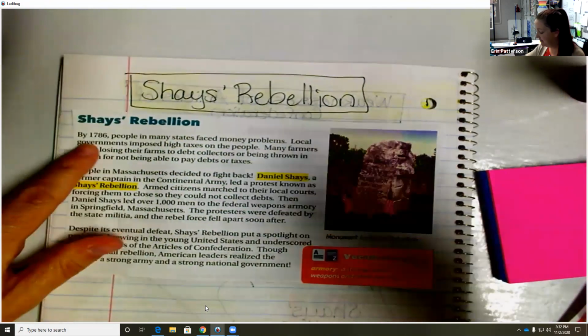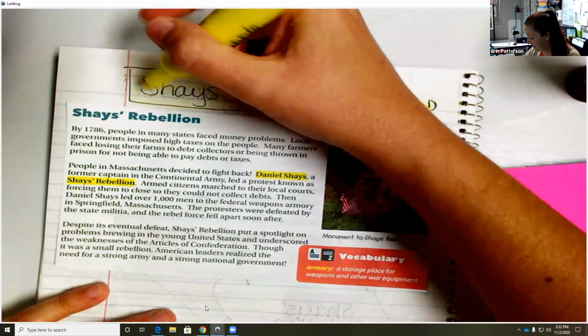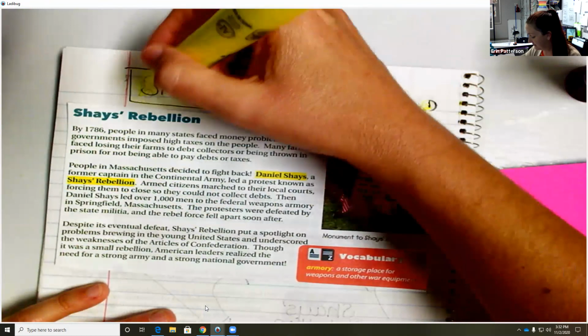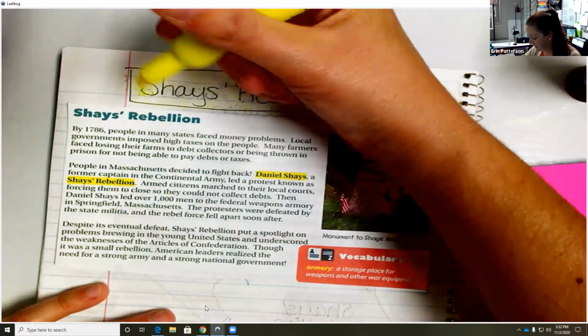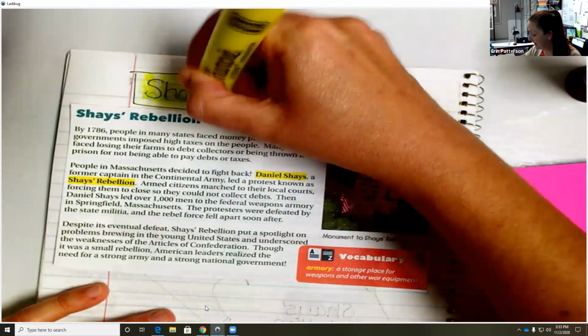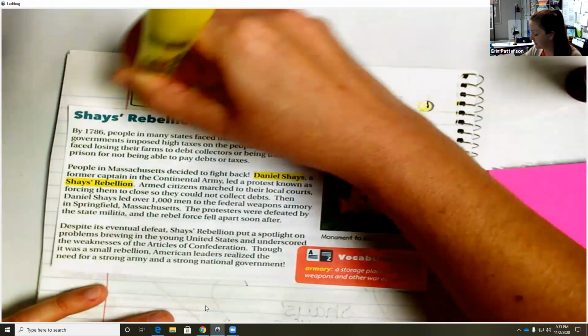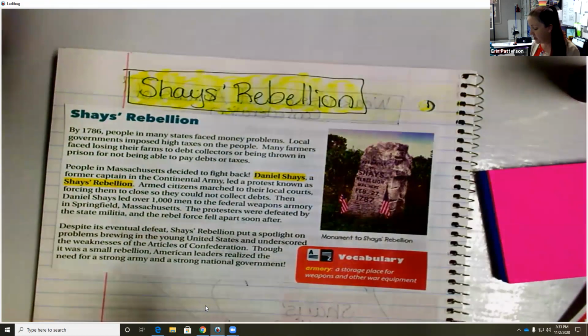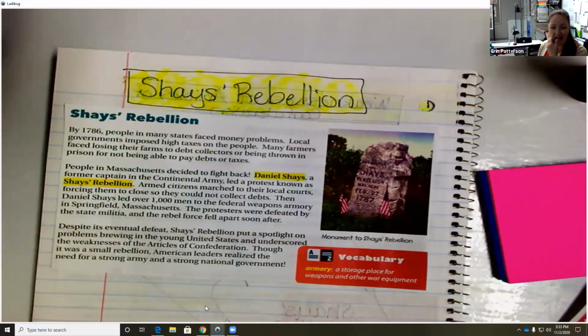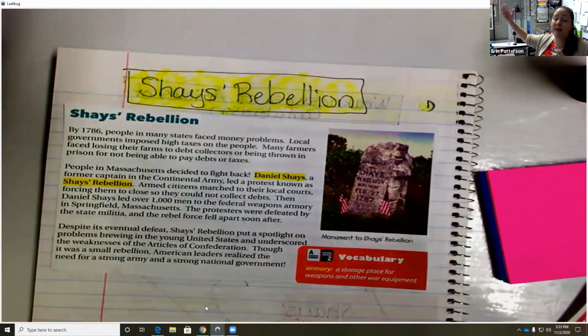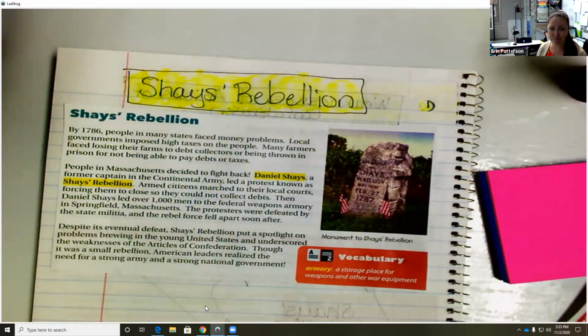All right, so by 1786, people in many states faced money problems. And you know, without money, you can't buy your food, you can't buy your clothes. Money problems, big problems. Local governments imposed high taxes on the people. So the state governments, the local governments could tax the people, but none of it made it back to making the big national government better.